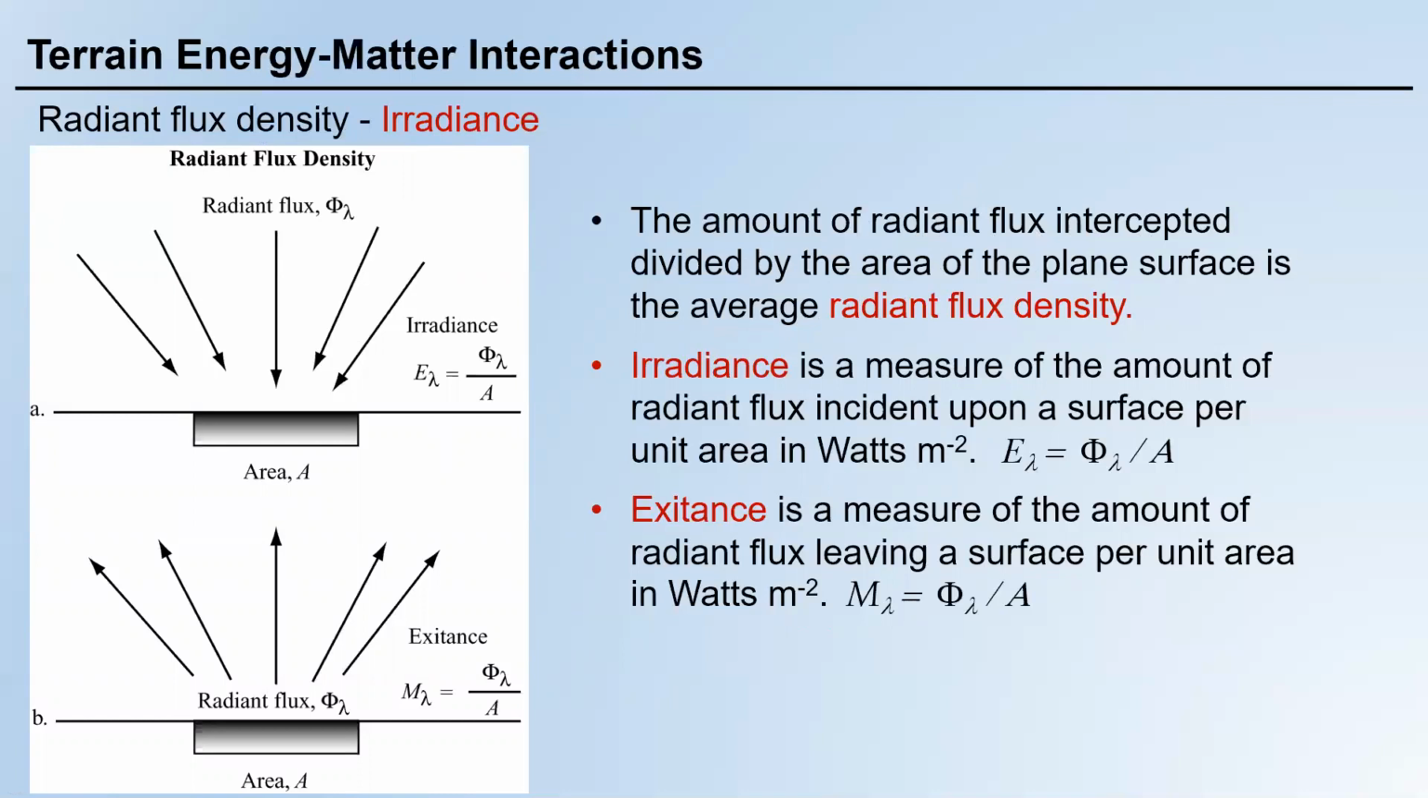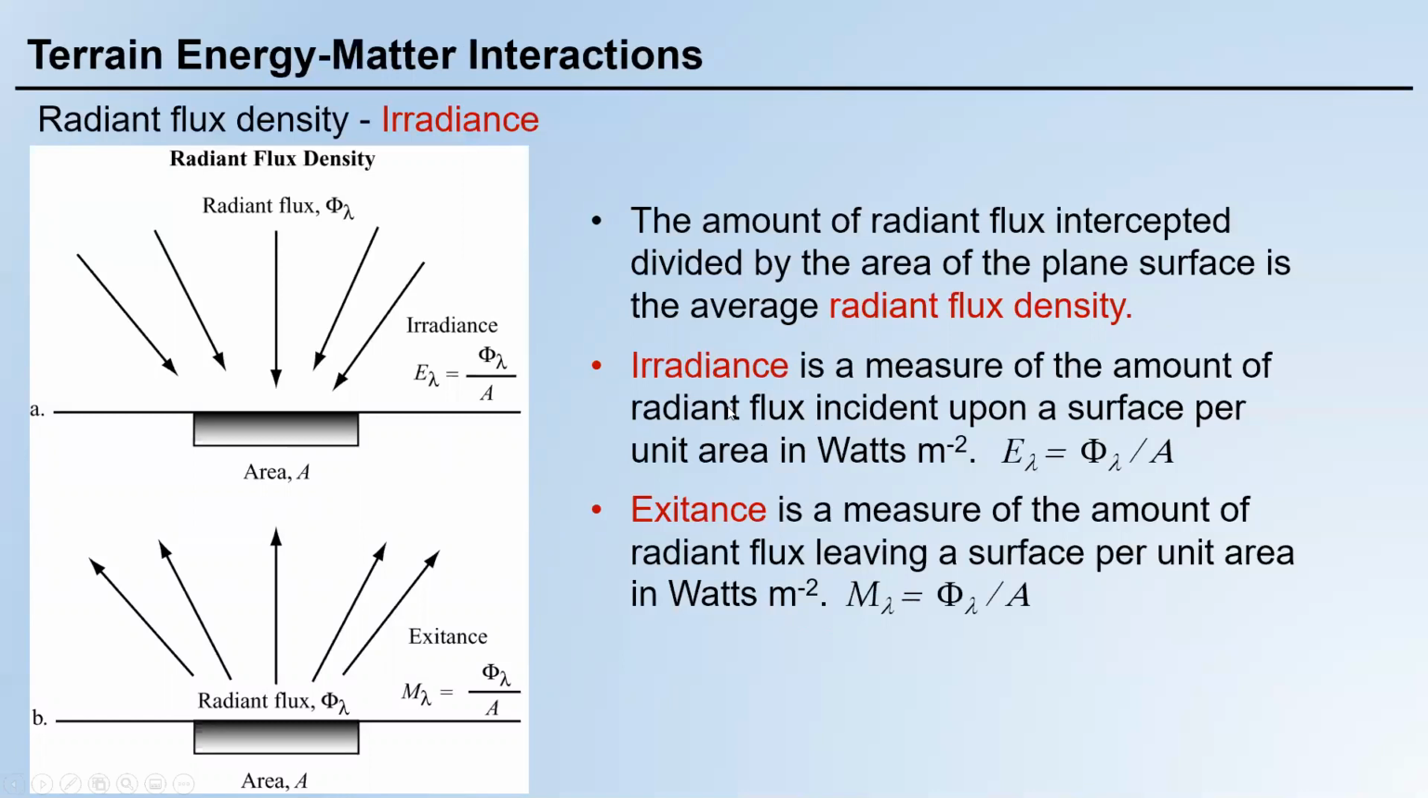Put it simply, okay? Irradiance is the energy that arrives at or leaves the surface divided by the area of that surface. So energy per area is irradiance. But if we give an even more strict concept to irradiance, irradiance is a measure of the amount of radiant flux incident upon a surface per unit area in watts.